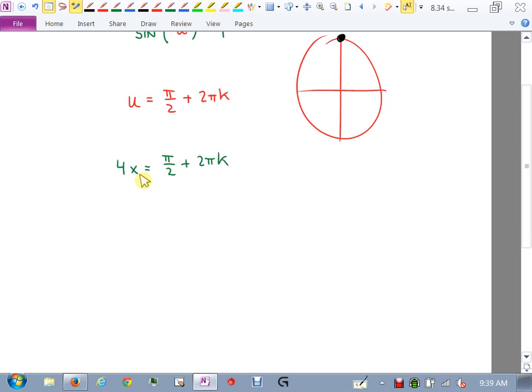Now, how do I get x by itself if I'm solving this equation? 4 times x, so I come through and divide by 4. So that means you divide both sides by 4. When I take pi over 2 and divide it by 4, I get what? Pi over 8. And when I take 2 pi k and divide it by 4, what do I get? Pi k over 2.